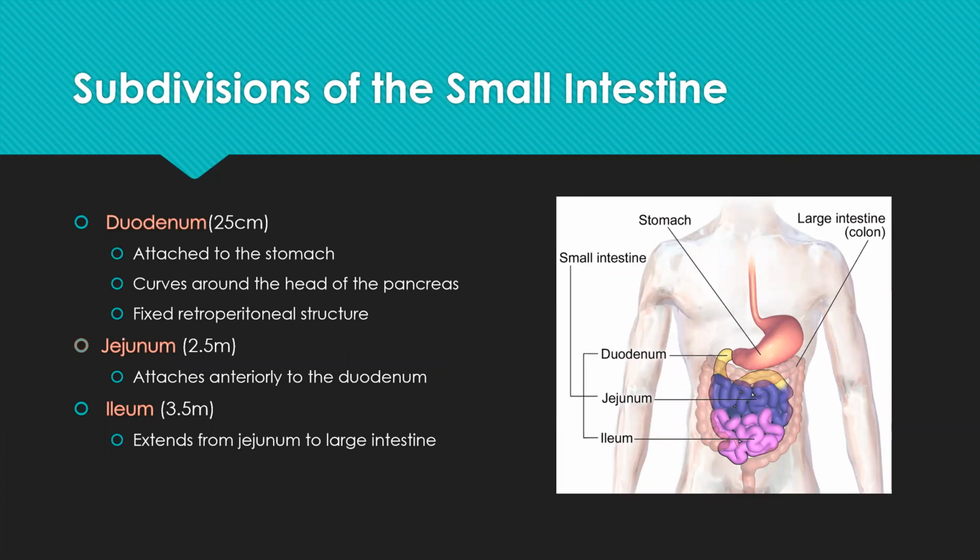And next, the subdivisions of the small intestine. The small intestine is divided into three different parts: duodenum, jejunum and ileum. The duodenum is 25 centimeters, the jejunum is 2.5 meters, and the ileum is 3.5 meters. See, totally how much?